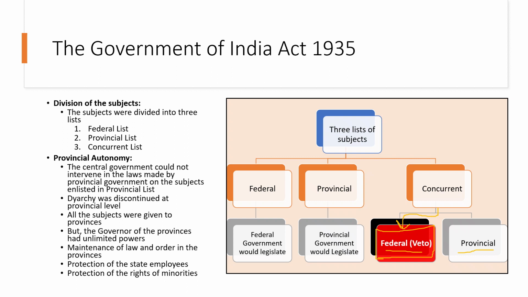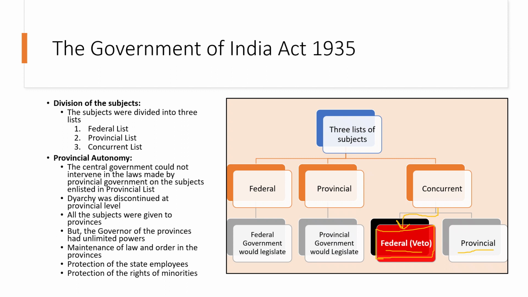Maintenance of law and order in the provinces was under the governor of the province. Protection of the state employees, protection of rights of minorities. So this is how the British played. It removed the diarchy at the provincial level, but it increased the powers of the governor. It snatched powers from the ministries and it gave powers to the governor of provinces. So this is how the British played, and these things were noticed by Quaid-e-Azam Muhammad Ali Jinnah. He read between the lines and he understood how the British played with Indians in the Government of India Act 1935.